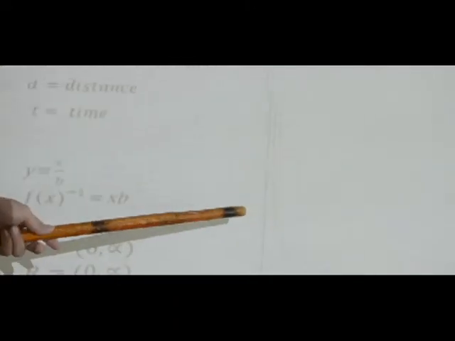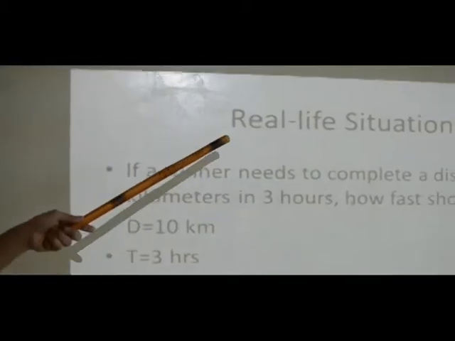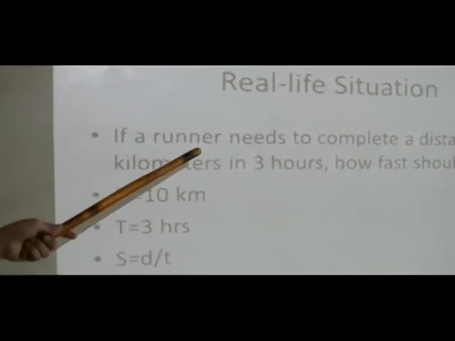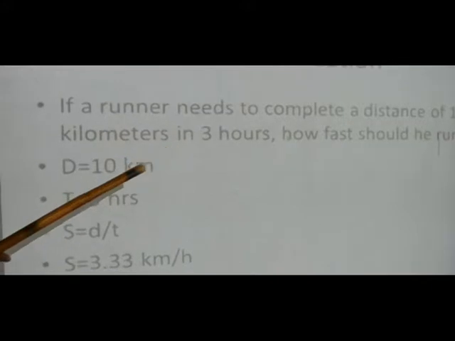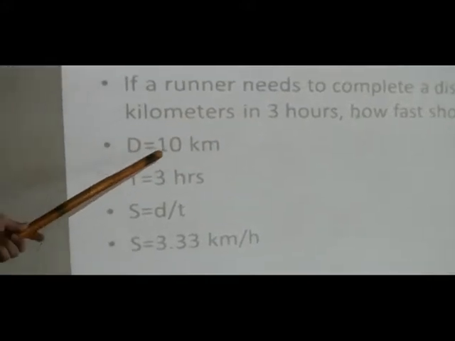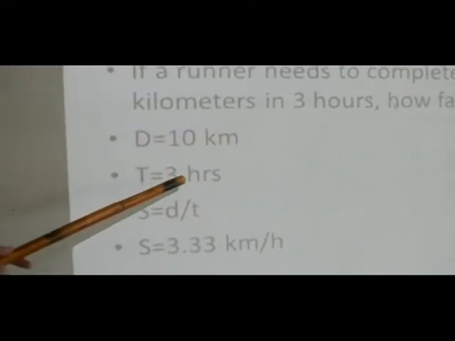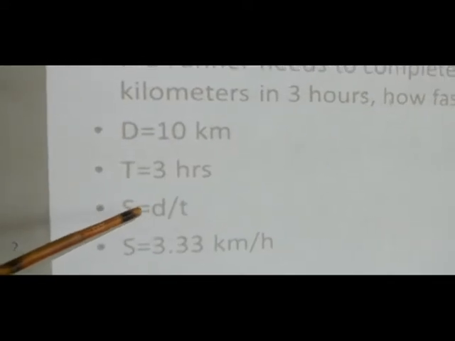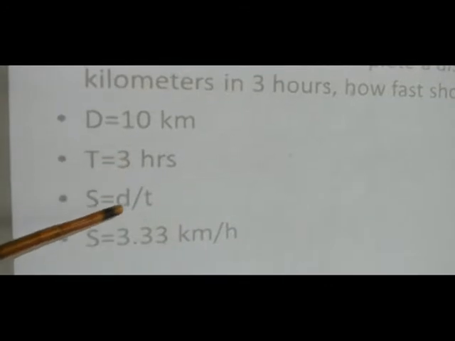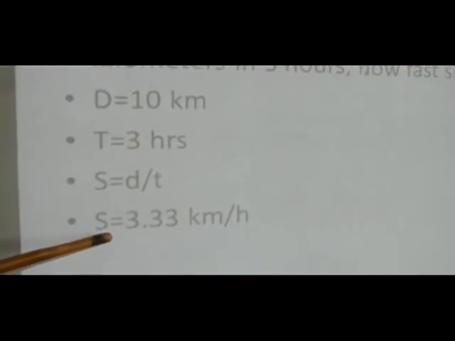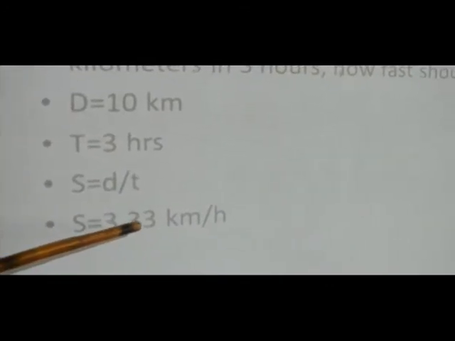And this is our graph for the rational function, which is s is equal to d over t. For our real life situation, we have, if a runner needs to complete a distance of 10 kilometers in 3 hours, how fast should he run? So we know that d is equal to 10 kilometers, t is equal to 3 hours. So for our formula, s is equal to d over t, 10 kilometers over 3 hours, we would have a speed of s is equal to 3.33 kilometers per hour.